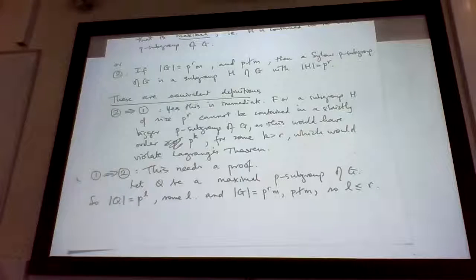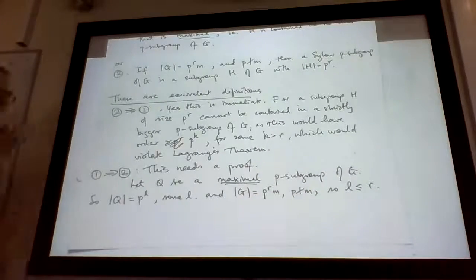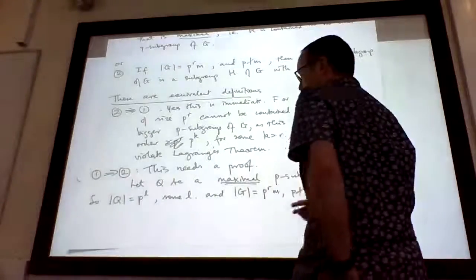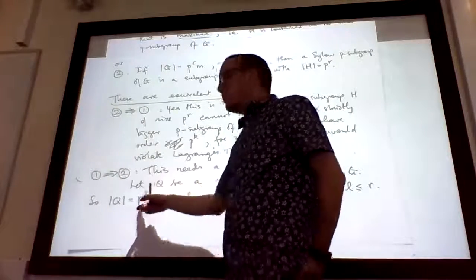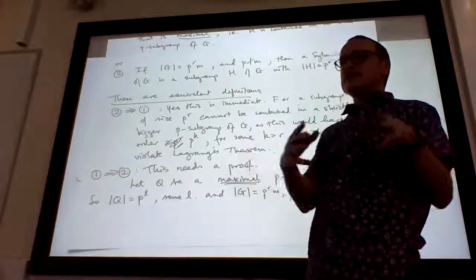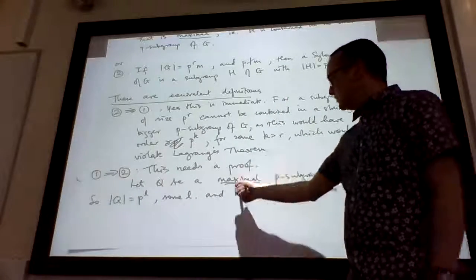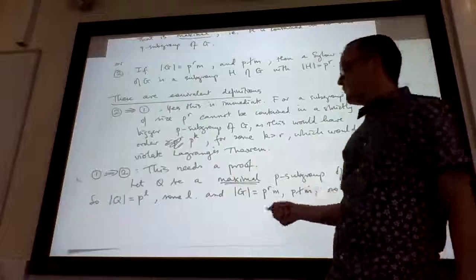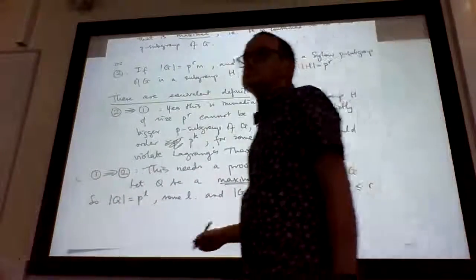There are certainly subgroups of G of size P to the L. There's no problem with that; that's going to exist for sure. But it won't be a maximal one. It'll have to be sitting inside a larger P subgroup. But assuming it's maximal, it forces the size of the subgroup to actually be the full power of P.